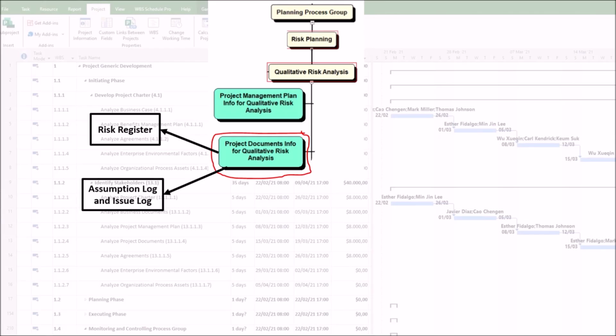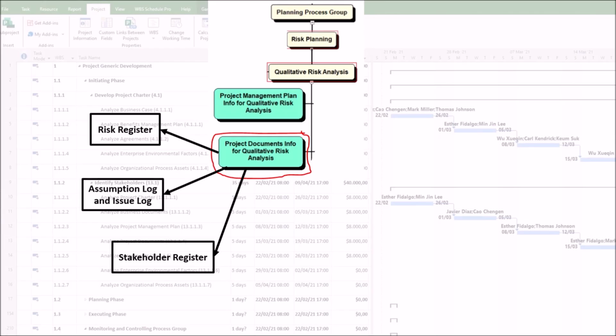2. Assumption log and issue log. The assumption log is important because unverified assumptions are a major source of risk. Analyzing the uncertainty and potential inaccuracy of assumptions is a core part of risk analysis. The issue log is important because existing issues can escalate or trigger secondary risks. It provides concrete data on problems already manifesting, which helps assess the probability and impact of related risks.